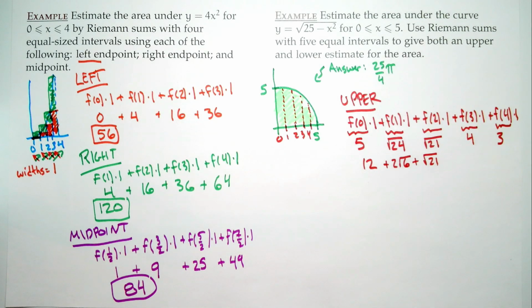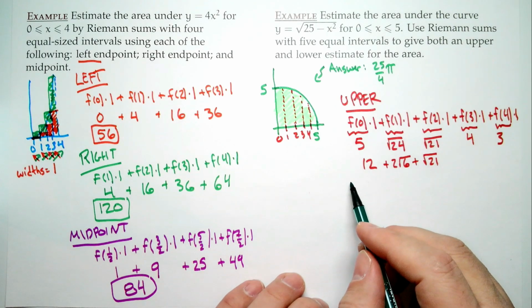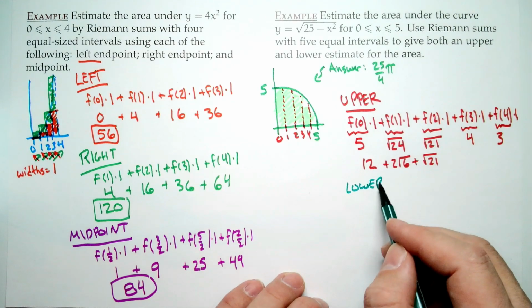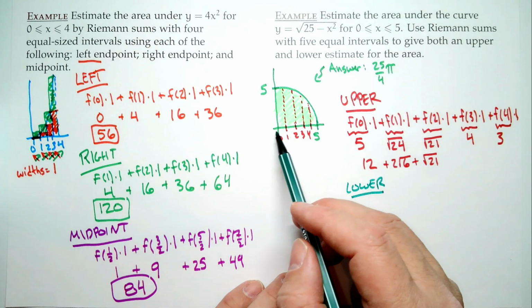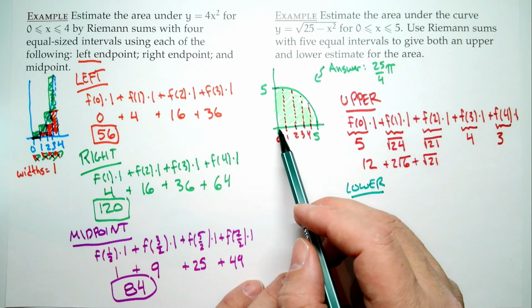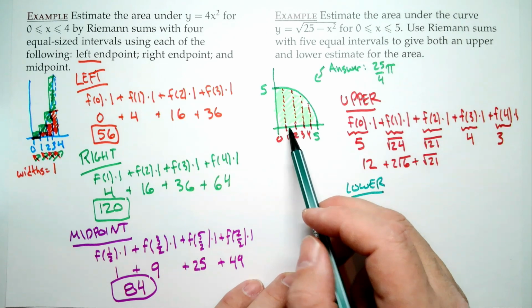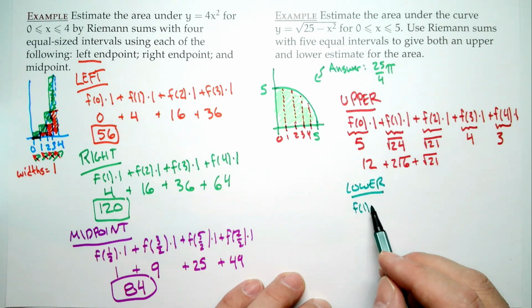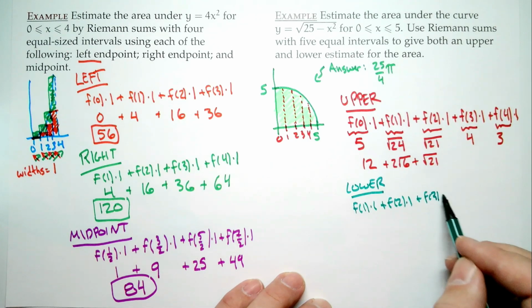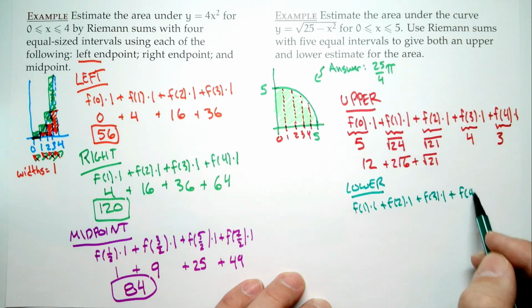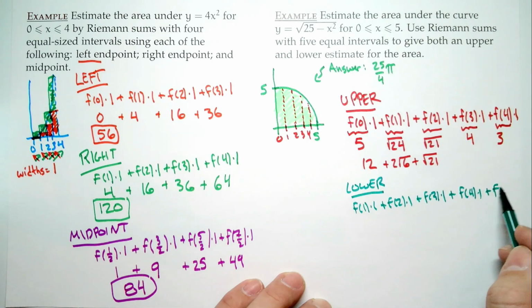Now if you're doing the lower bound, what do we do? Well, similar process. What's the only difference? Yeah, for each interval we pick the lowest points. Previously the left was the high point. Now the right is the low point. So it's f of 1 times 1, f of 2 times 1, f of 3 times 1, f of 4 times 1, and f of 5 times 1.